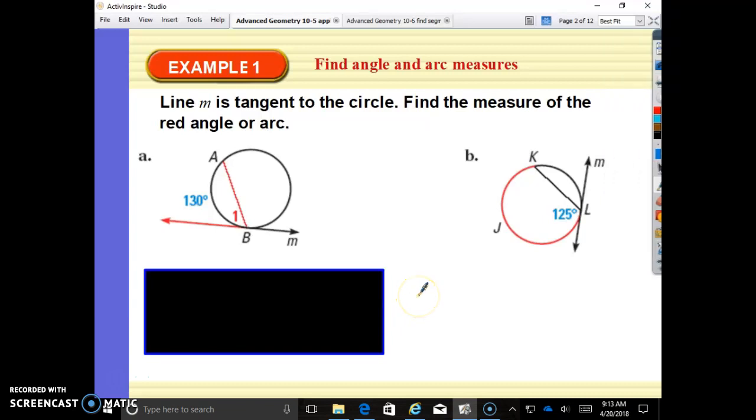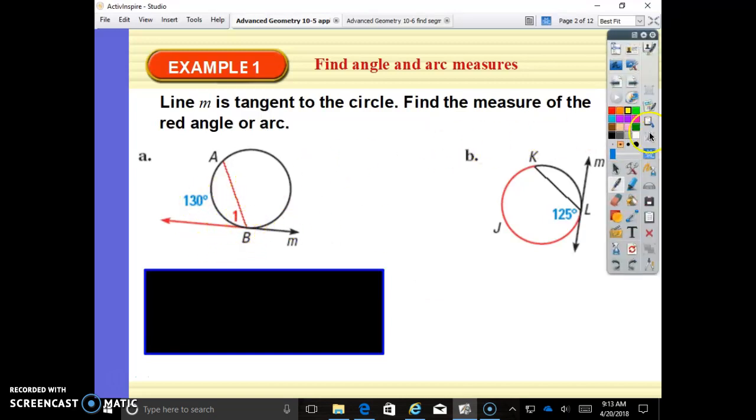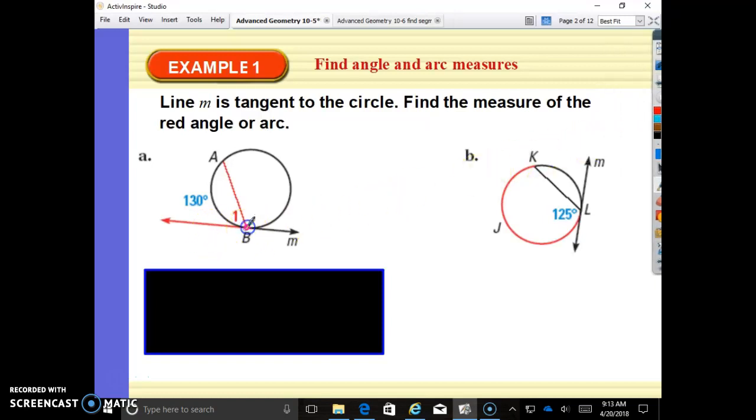Line M is tangent to the circle. Find the measure of the red angle or arc. So angle 1, this is not a central angle. It does not go through the center of the circle. The vertex is on the perimeter of the circle. So this is the same rule as yesterday. It just happens to be a tangent that's included in here. However, it is still an angle with the vertex on the perimeter of the circle.